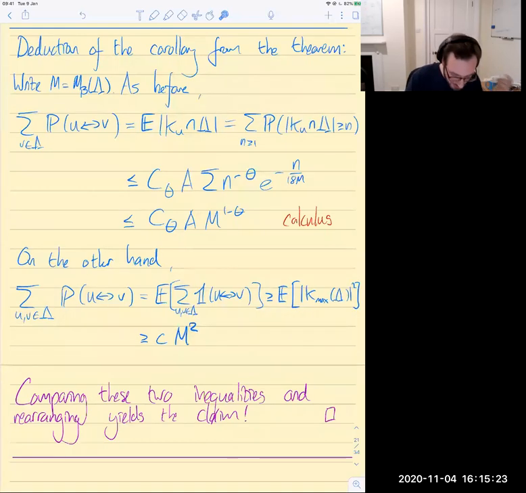And then you do a bit of calculus. It's just an easy computation. You get that this is bounded by a theta-dependent constant times m to the power 1 minus theta. It's basically because summing this polynomially decaying thing times an exponential thing should be the same order as if you just sum the polynomially decaying thing up to the denominator in the exponential.